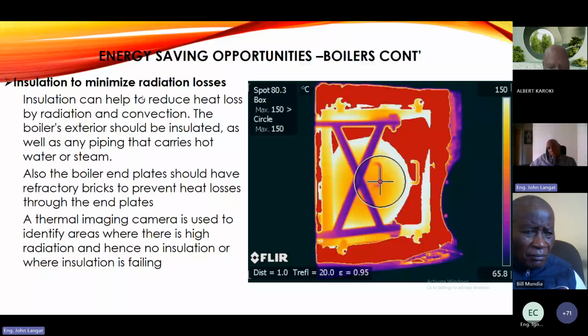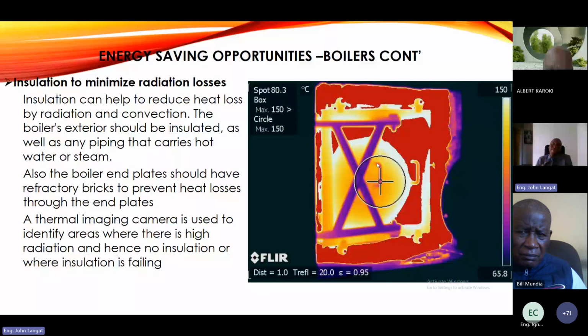Normally, when you go to a boiler house, these are typical, and I took it one time. When you go to a boiler house, this is what happens at the end plates mostly, which is normally very much neglected. The shell itself is well insulated, but the end plates are not. The reason why you lose a lot of heat there is that they are not insulated from outside, but they are insulated from inside using refractory bricks.